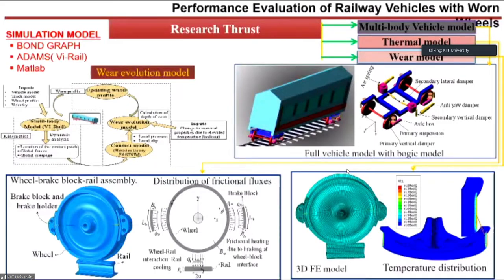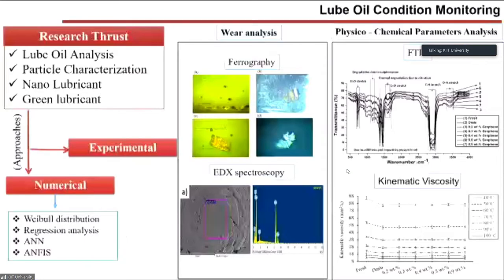And this is also another thrust, where research can be carried out in the area of performance evaluation of a railway vehicle with horn, experimentally, and the simulation model can be developed with the help of bond graph, Adams, and MATLAB, where it is an international research area in which computer science, mechanical, and electronics can be merged.